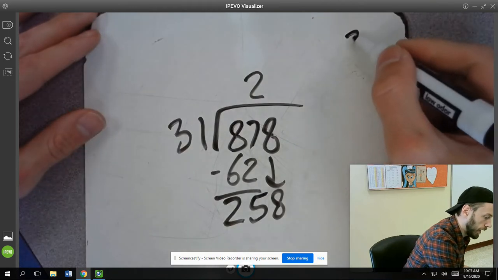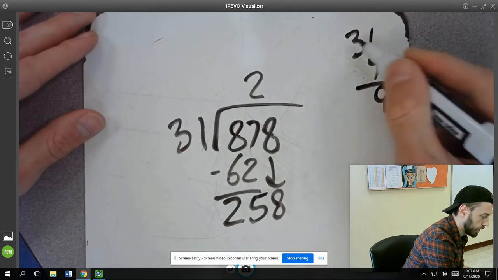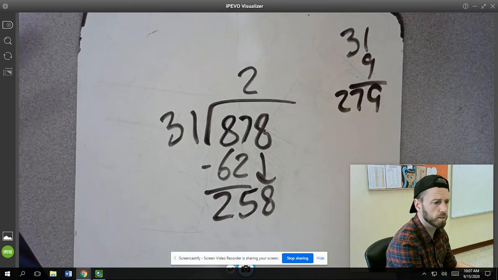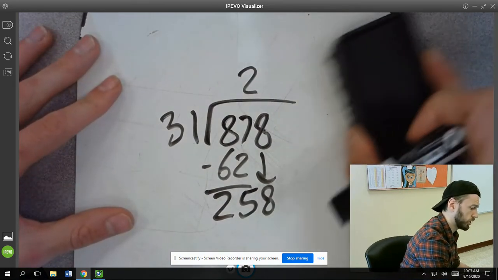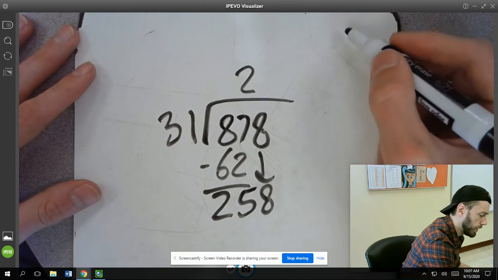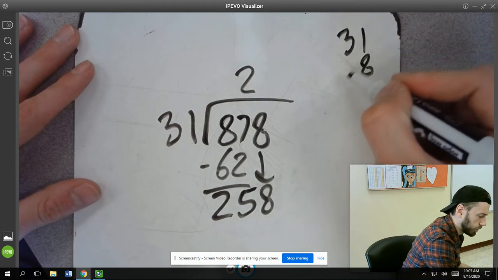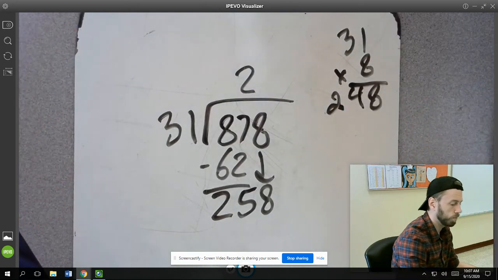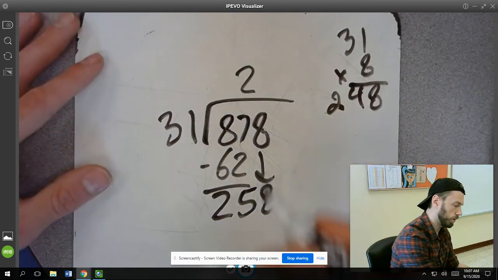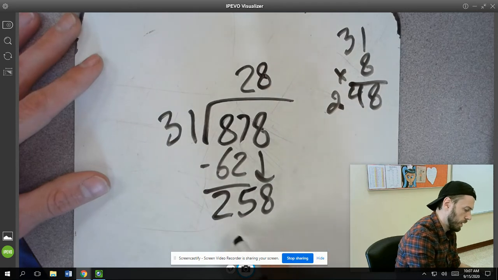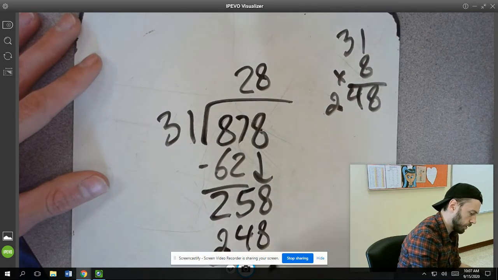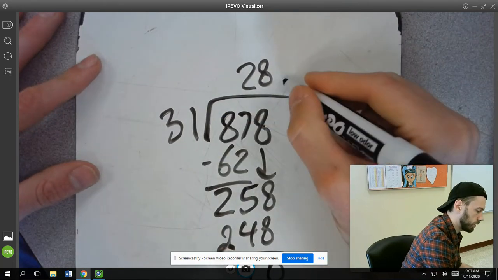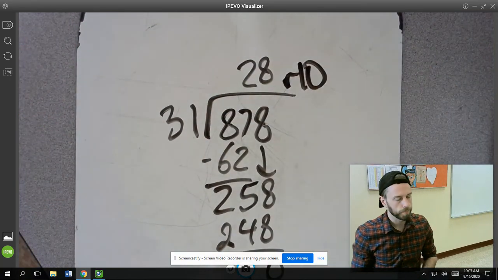Let's try 9, right? 31 times 9. 9 times 3 is 27. Nope, too high. But as you can see, that was a quick check to find out. No, it didn't work. So maybe it's 8, right? 31 times 8. 8 times 3 is 24. Boom. 248 does fit into 258, so it must be 8. And that's 248. Subtract, with 10 left over. So the answer is 28 remainder 10.